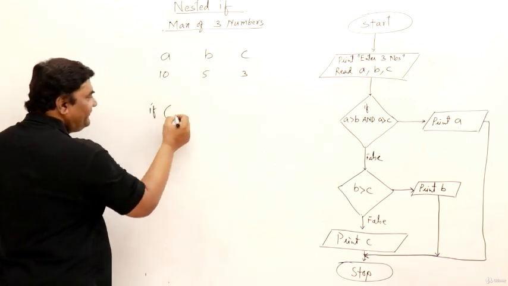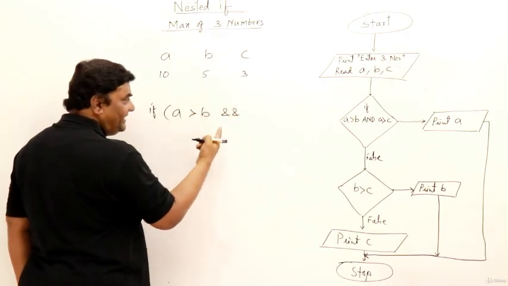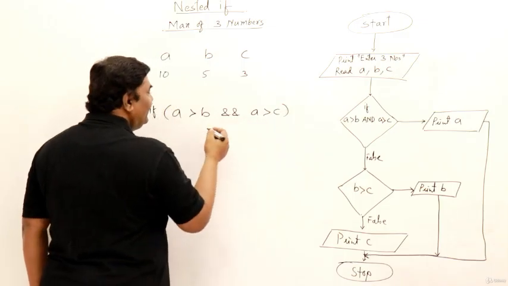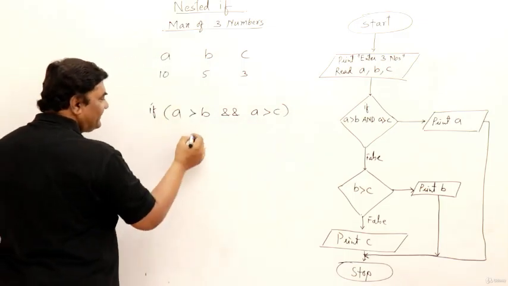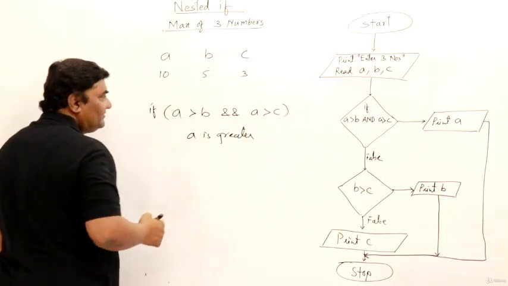Then we can say A is greater. So it means if A is greater than B as well as, means and, A should be greater than C, then who is greater? A is greater, right? A is greater. Just I'll write down here. It's not a C++ code.